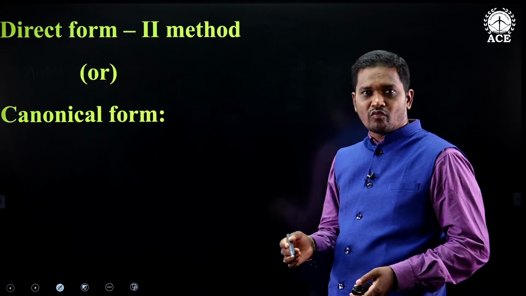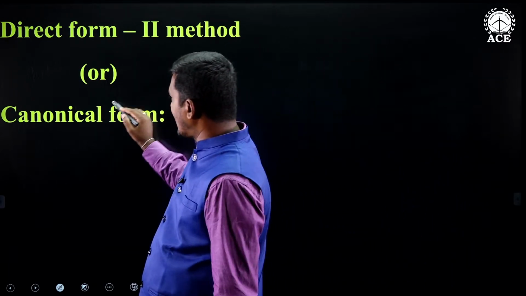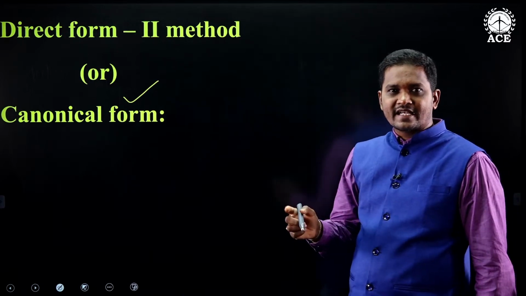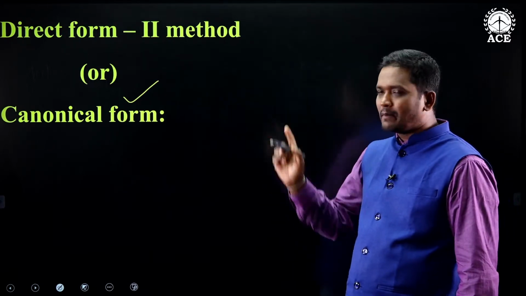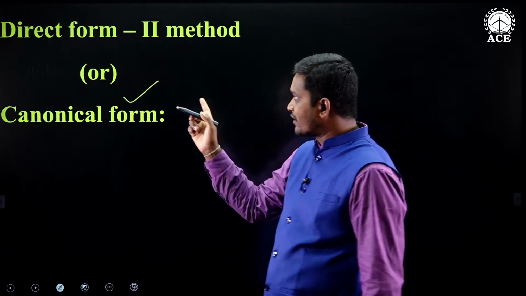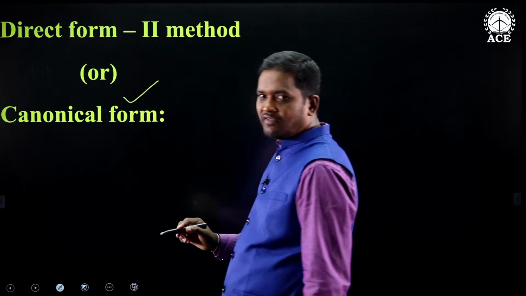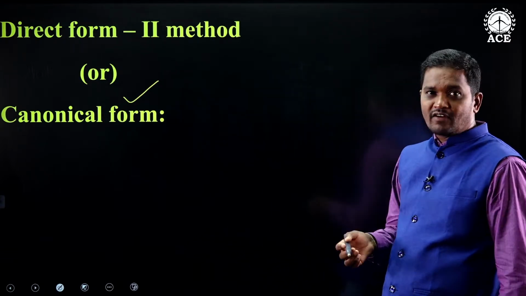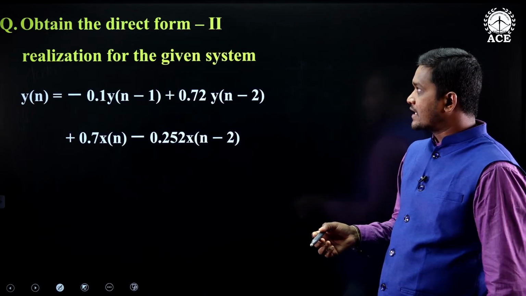It is a standard one. Direct form 2 method, or canonical form. Very, very important. The next cascade form and parallel form completely depend on this direct form 2 method only, because it is a standard form. Direct form 2 is also called canonical form. Understood? Now, let us see the direct form 2 method by using one example.